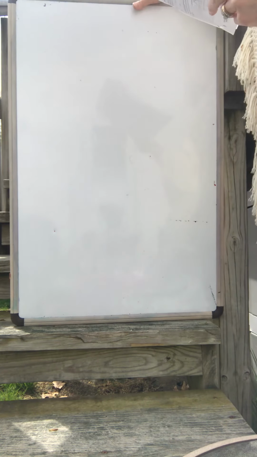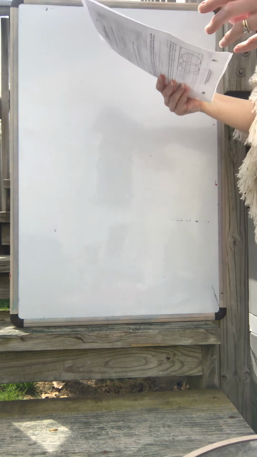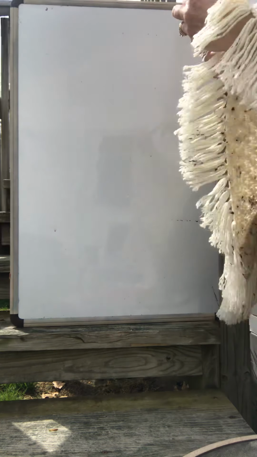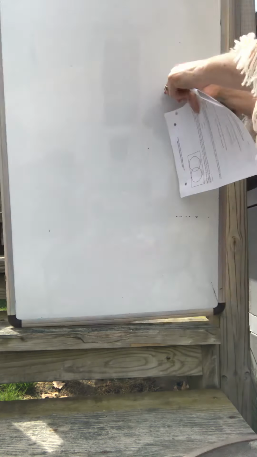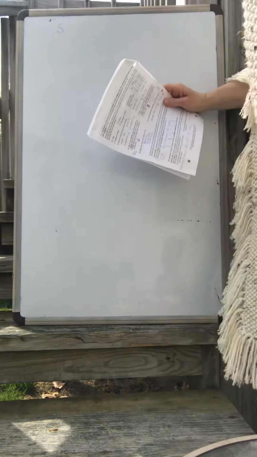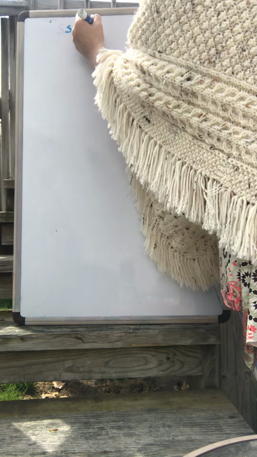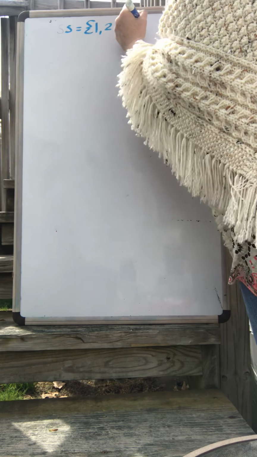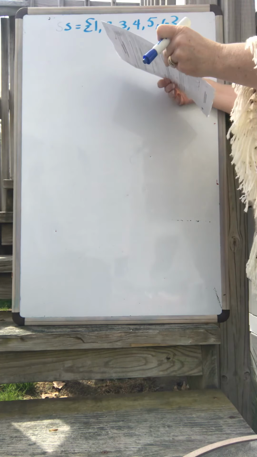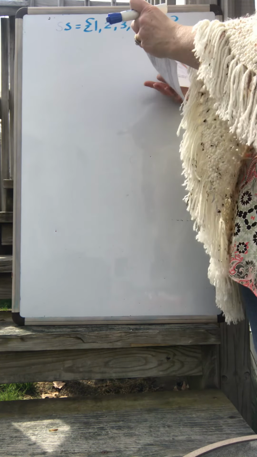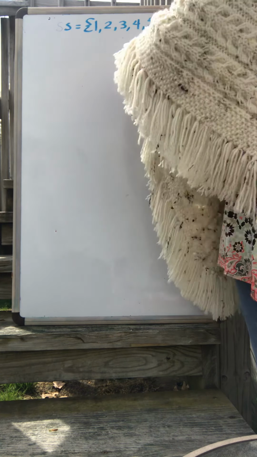Number 5 says a standard 6-sided die is rolled once. So your sample space for a 6-sided die would be 1, 2, 3, 4, 5, 6. I always write out my sample space if I can. And I gotta have a marker that actually works. So let's try this one. So my sample space is 1, 2, 3, 4, 5, and 6. And it says, find the probability that a number rolled was either even or a multiple of 3.